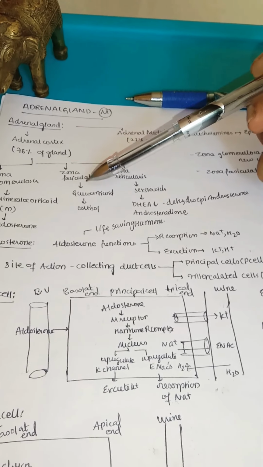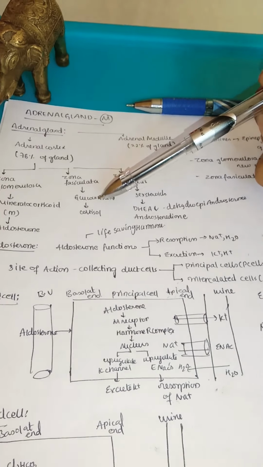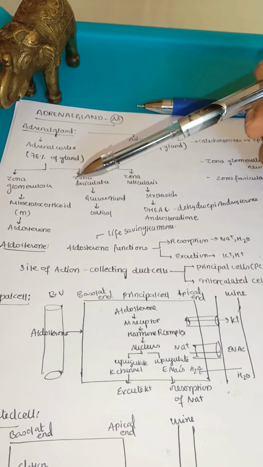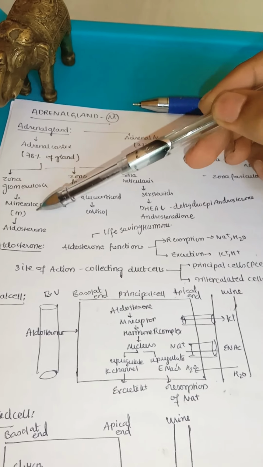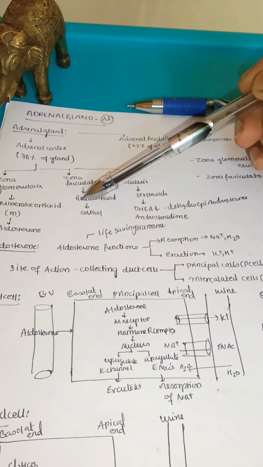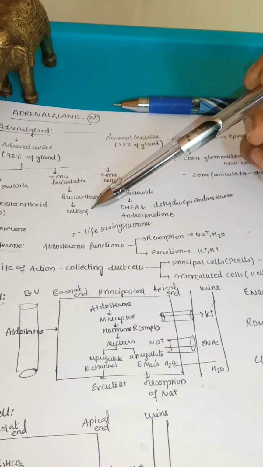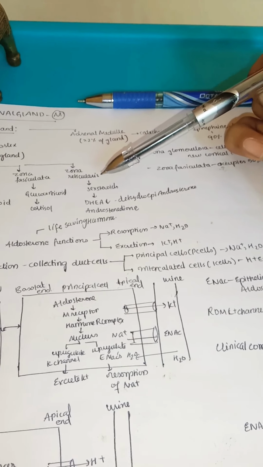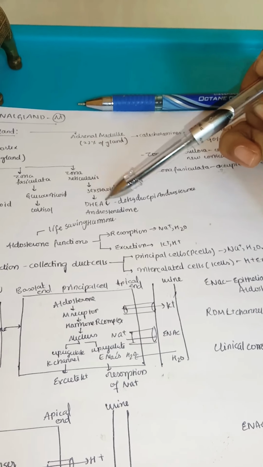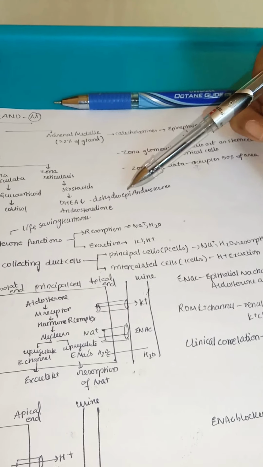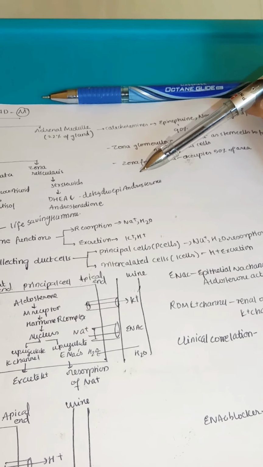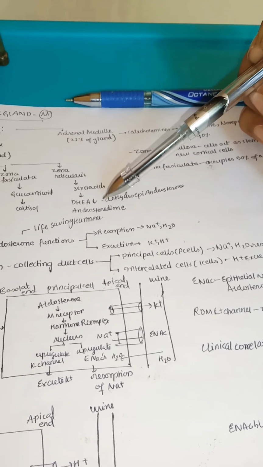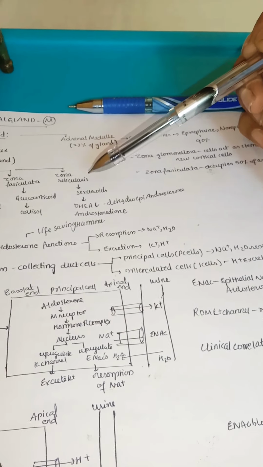So according to its function, you can easily remember that from glomerulosa a mineralocorticoid, aldosterone, is released. And next we have fasciculata. Fasciculata releases a glucocorticoid. You should not confuse glomerulosa and fasciculata: glomerulosa produces mineralocorticoid, whereas fasciculata produces glucocorticoid, and this glucocorticoid is none other than our cortisol. And next we have reticularis. Reticularis releases sex steroids like DHEA. The full form of DHEA is dehydroepiandrosterone, and another one is androstenedione. These are the two sex steroids released by our reticularis.